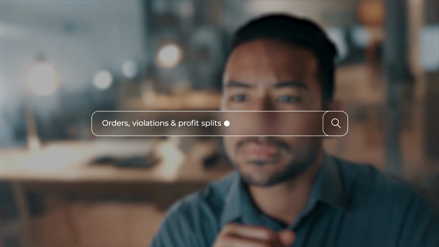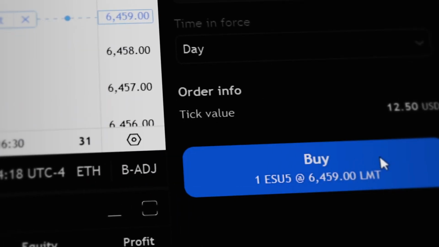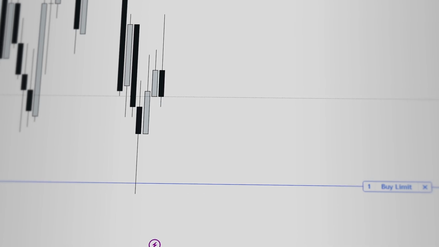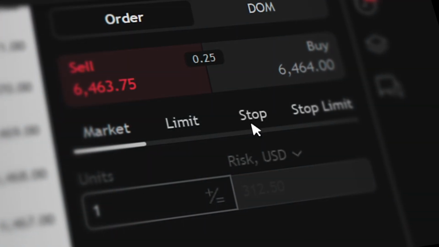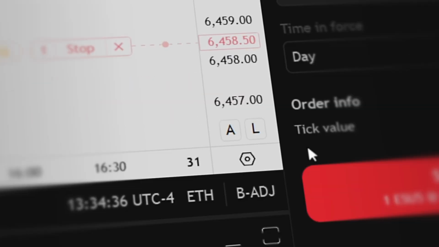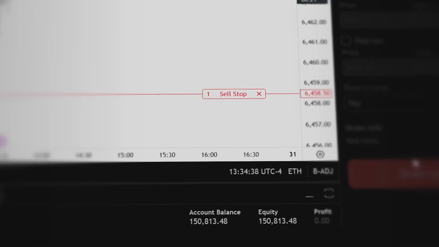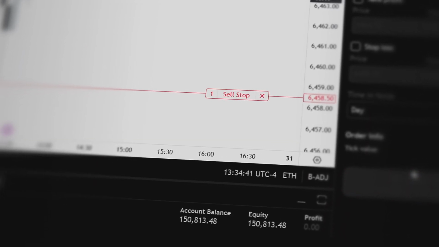Orders, violations, and profit splits. Let's first talk about the limit order. Limit orders are for people that are picky about price. Only buy or sell at your exact price or better. Like refusing to pay more than $50 for a concert ticket. A stop order is your safety net. It automatically sells your position if the price hits your predetermined exit point, the stop loss.